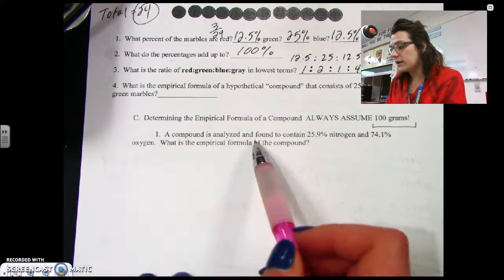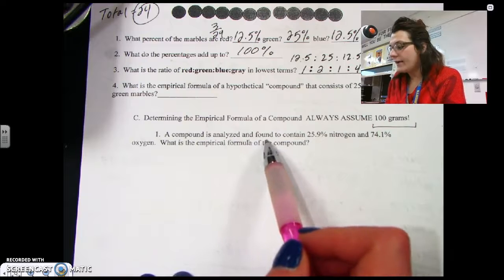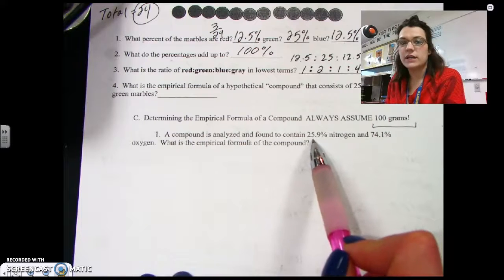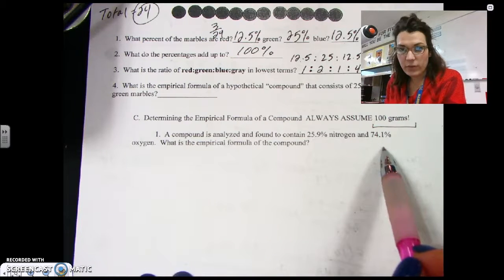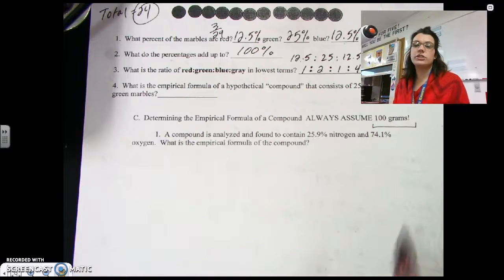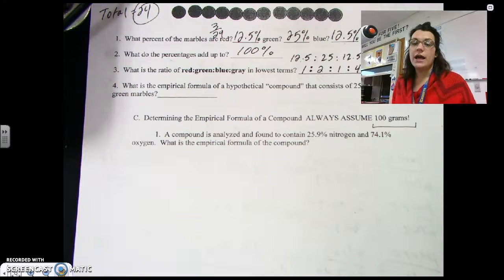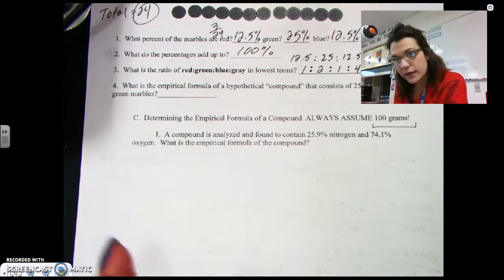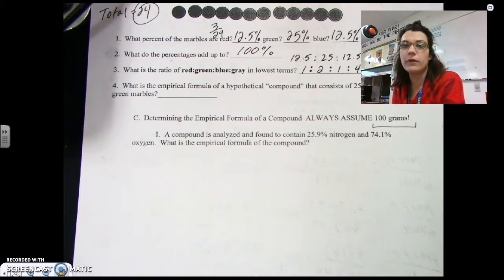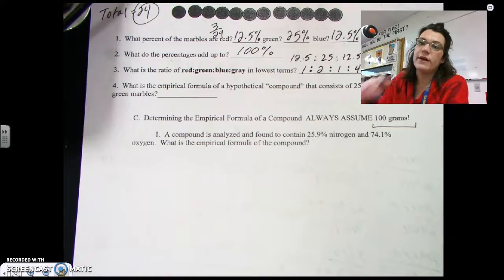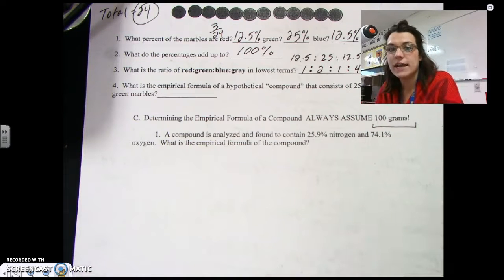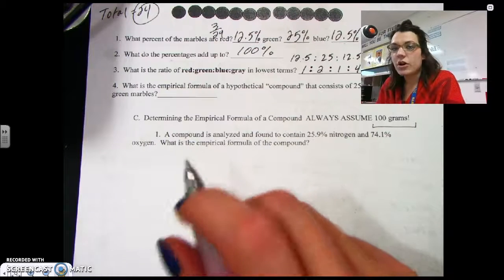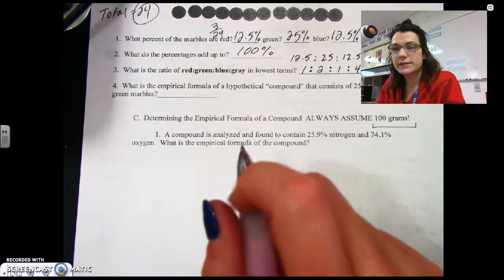So a compound is analyzed in the lab and found to contain 25% nitrogen, 74.1% oxygen, and the question is asking us, what is the empirical formula? Now you may be thinking, what? Okay, and you would be on the right track with that. I have a little thing that can help us remember how to do empirical formula, but we'll save that for tomorrow. For today's sake, to solve for empirical formula, I follow the same flow chart.